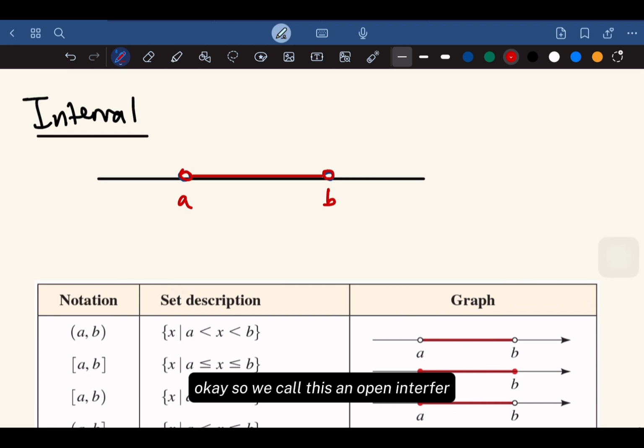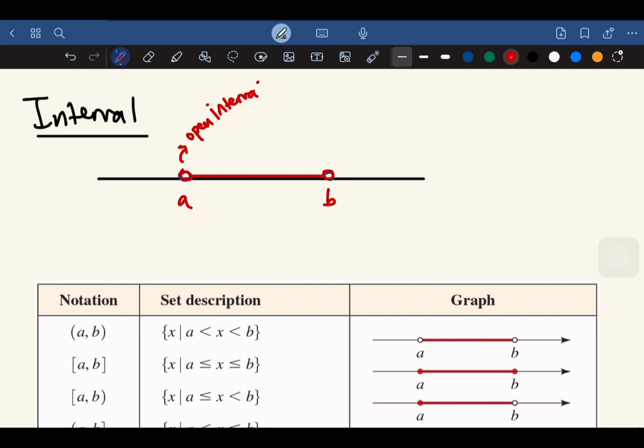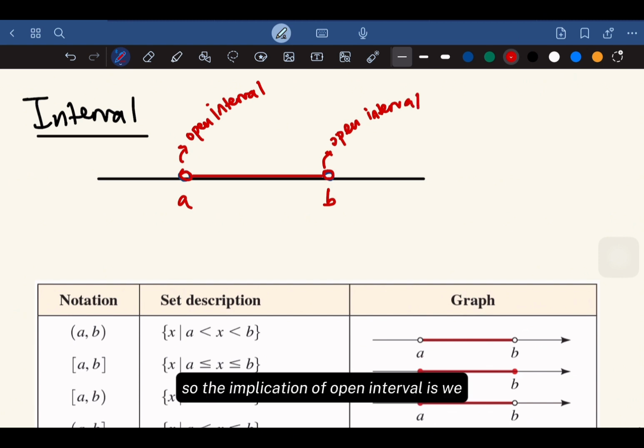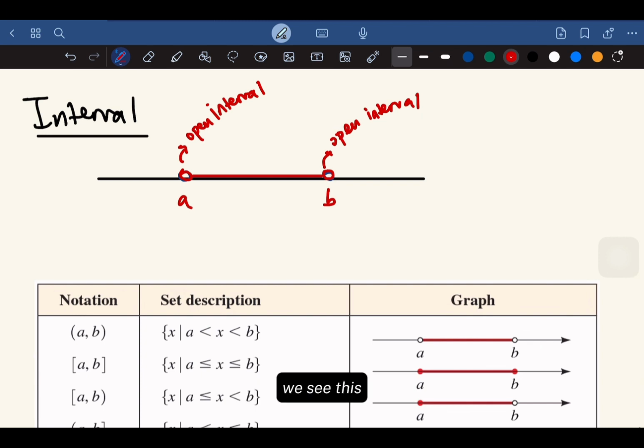Okay, so we call this an open interval. This is also an open interval. The implication of an open interval is that we are not including these two numbers. If we see notation like this, (A, B) with a curvy bracket, and the description that this interval is A less than X less than B, and on the number line we see a white dot like this, we say it's an open interval.